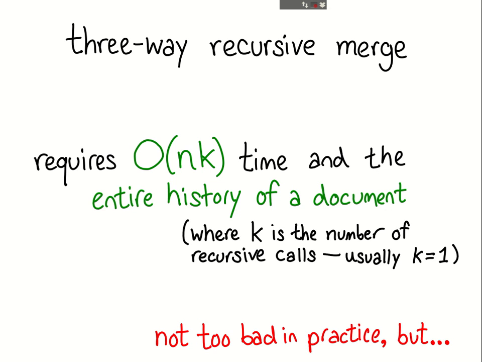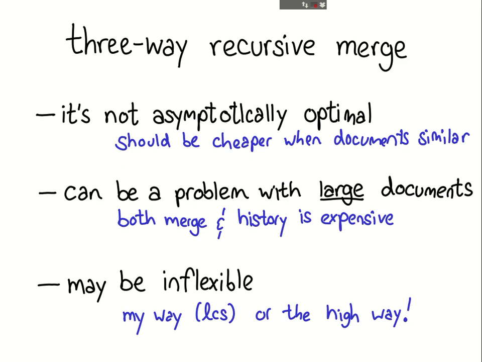So, this is not too bad in practice, and if you've ever merged a document, this usually does not cause you too much trouble, but there are a few things that are not so good. For example, it's not asymptotically optimal. If the documents are exactly the same, we'd imagine that we'd like our merge algorithm to discover this more quickly. We don't want to have to scan over the entire document just to decide that there's no work to do. And when the document is large, that can be a big problem.